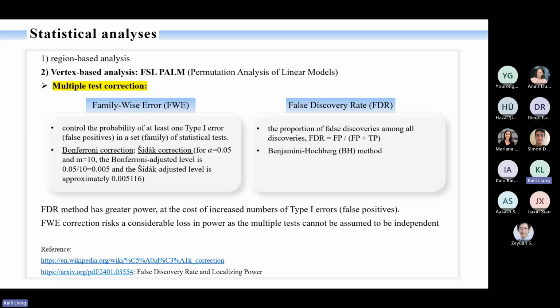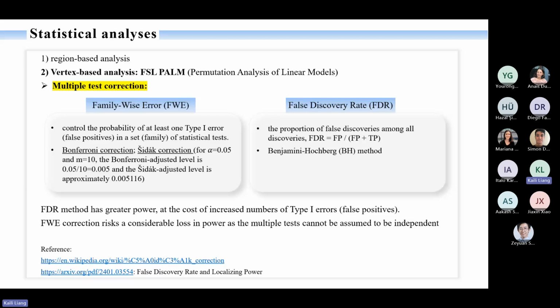In FWE, we can use different ways to calculate the p-value, and one way is Bonferroni correction. As we all know, we typically set alpha to 0.05, and if we have 10 tests, the adjusted p level is 0.005. Another correction method is the Anderson one, which can give you a little more statistical power, but just a little.